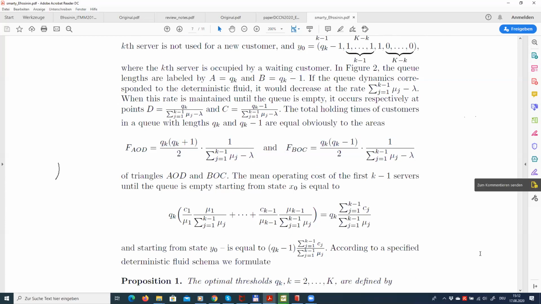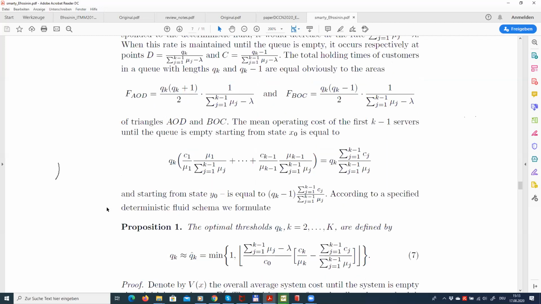We additionally have to take into account the mean operating cost of the first k-1 servers until the queue is empty, starting from state x0, which is equal to this. Of course, it is the mean operating cost for a certain server multiplied by the probability that the certain server will be busy. So that means we get the following item. And when we start from state y0, it is equal to this one.